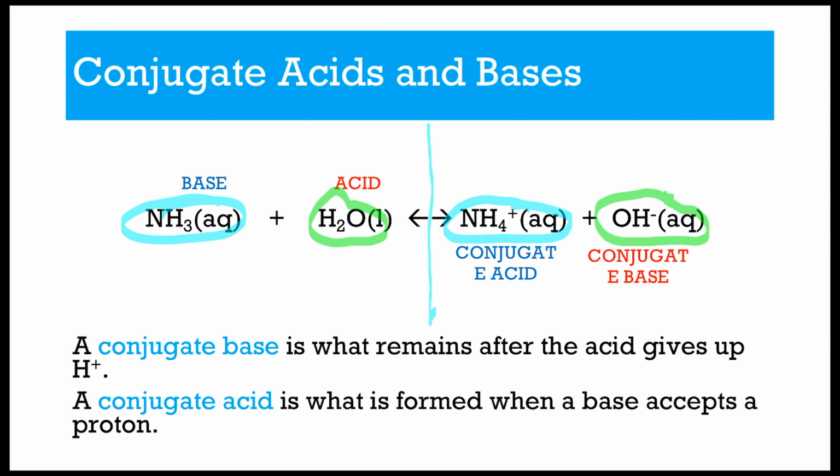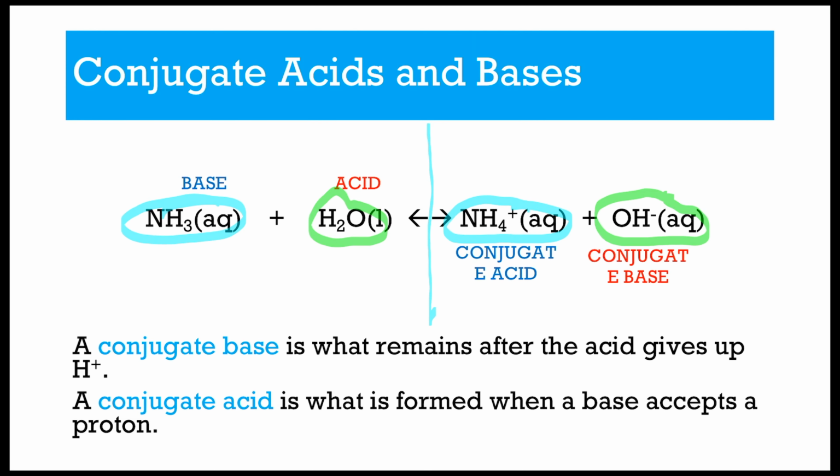Now, a conjugate base is what remains after the acid gives up the H+. And a conjugate acid is what is formed when a base accepts a proton. So we're just going to throw out these words today, but we are going to spend a lot of time on this tomorrow.